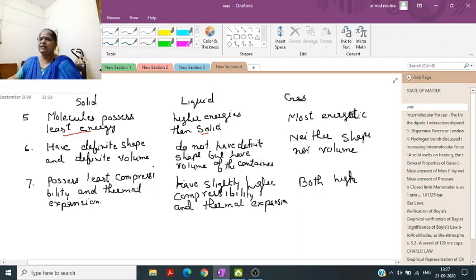Solids possess least compressibility factor, if you press it, it will not compress, and least thermal expansion, but in the case of liquid they have slightly higher, and in gases both, that is compressibility factor as well as thermal expansion, is very high.